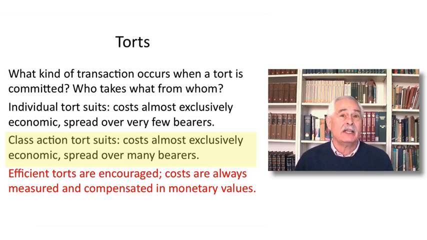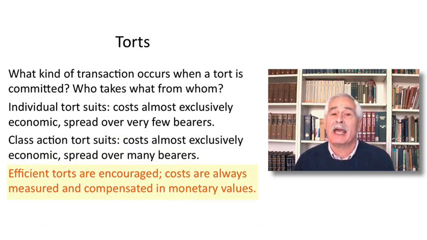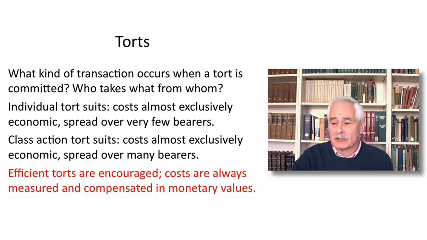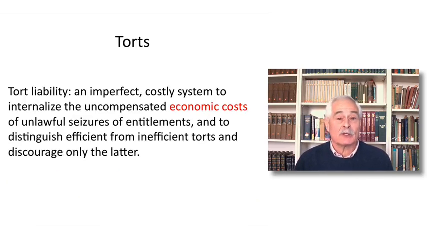But in either case, efficient torts are encouraged by the liability system, and costs are always measured and compensated in the tort liability system in monetary values. Again, another way of saying that torts are about economic costs. So, to summarize, the tort liability system is an imperfect, costly system to internalize the uncompensated economic costs, those that can be easily traded in markets and reduced to market values, of unlawful seizures of entitlements, and the system attempts to distinguish efficient from inefficient torts and to discourage only the latter while effectively encouraging only the former.